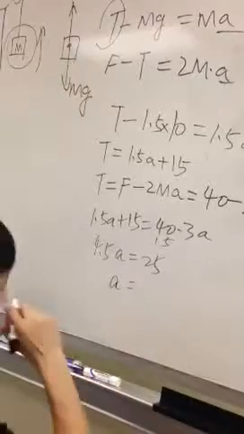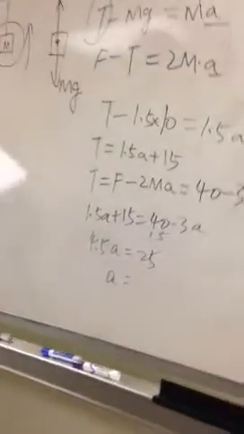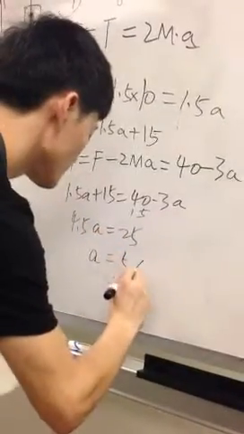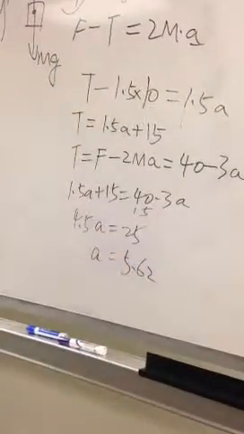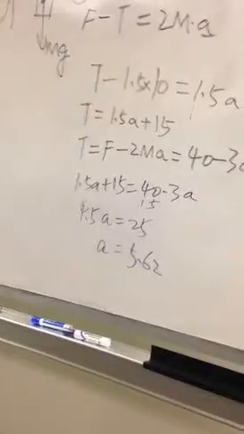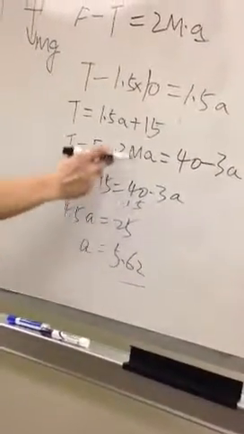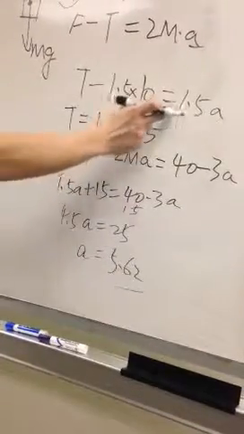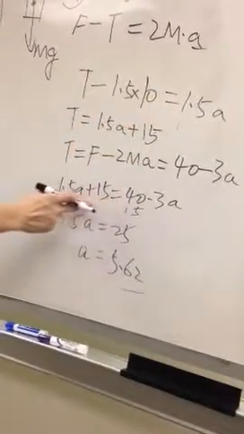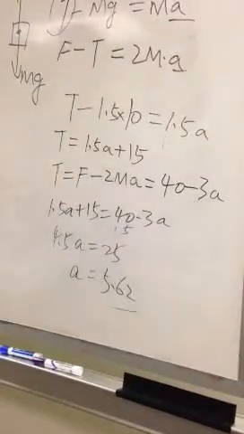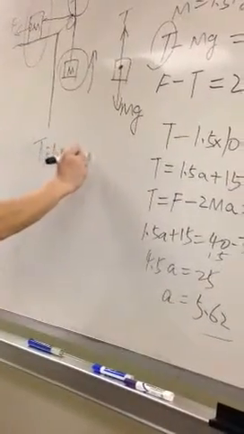So A is, calculate, 5.62, something like this. And then if you put A back, to say here, we put A back to here. Okay, T equals 1.5A plus 15.